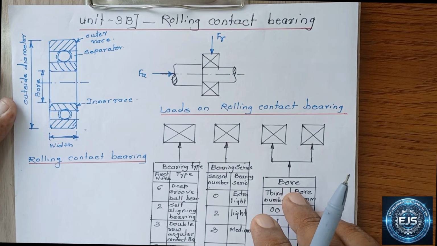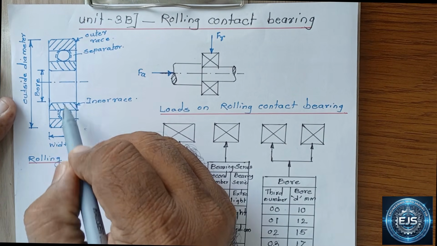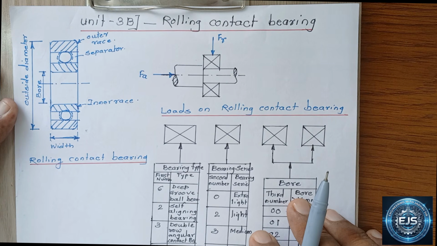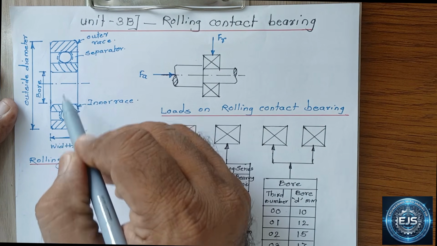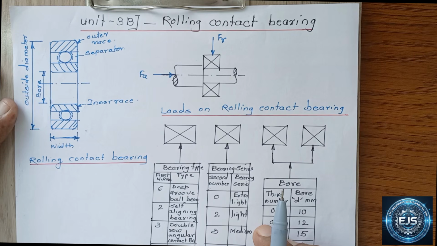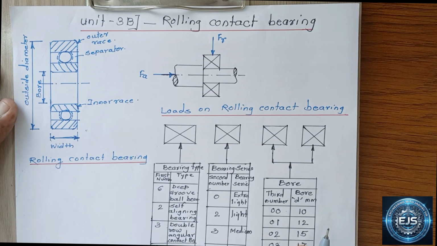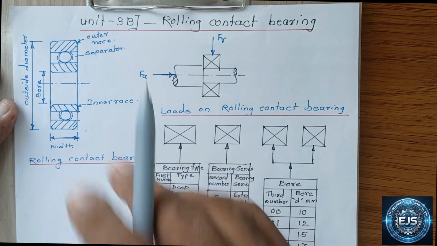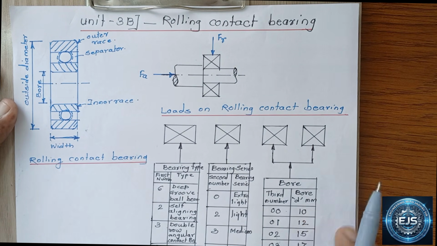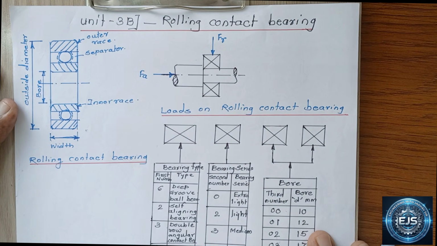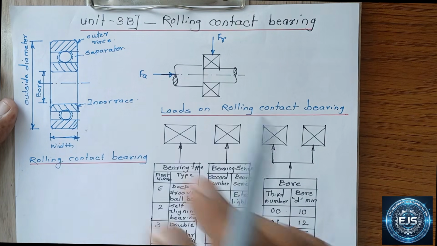The main parts of this rolling contact bearing are inner race. Inner race is a rotating part in which the shaft is press fitted. Along with the shaft, the inner race or inner ring of the bearing is rotating. So inner race has its diameter that is called the bore diameter, which is equal to the shaft diameter. Then the outer stationary ring is called the outer race. So outer race is stationary. It is fitted in the housing.